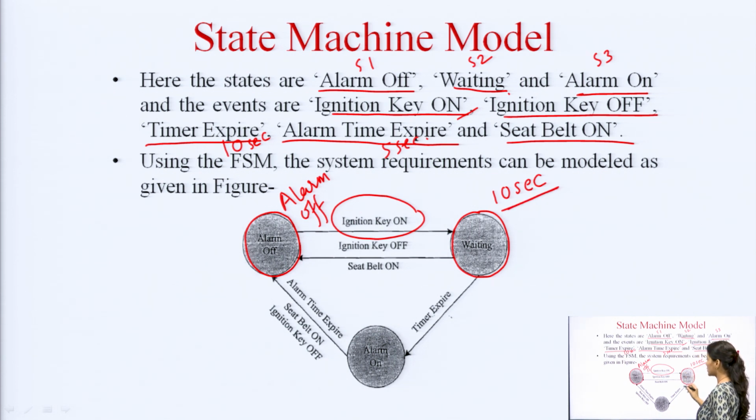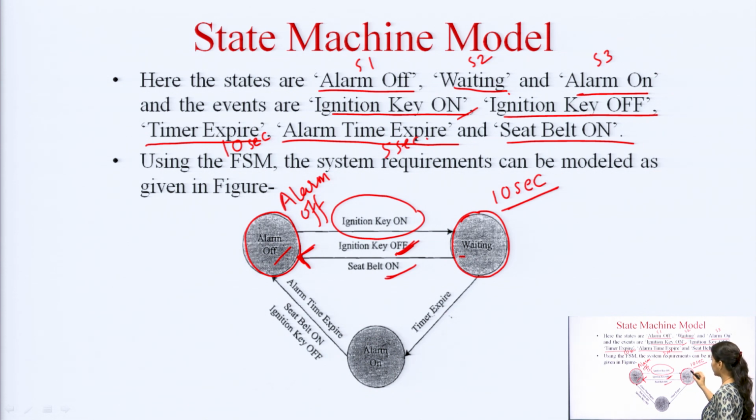After the 10 seconds, if the ignition key is off, this is one of the stimuli. If the ignition key is off, the waiting state will transition to alarm off. So, again it will go to the alarm off state if the ignition is off or if the seat belt is on. So, if the person has fastened the seat belt or if the ignition key has been put off, then the waiting state will go back to the alarm off state.